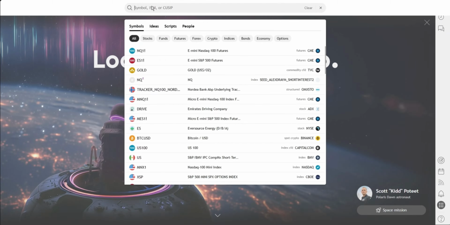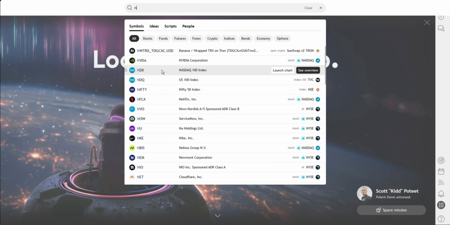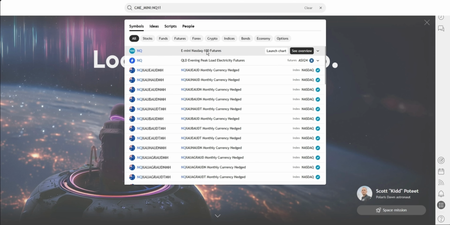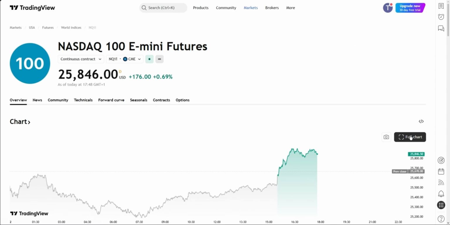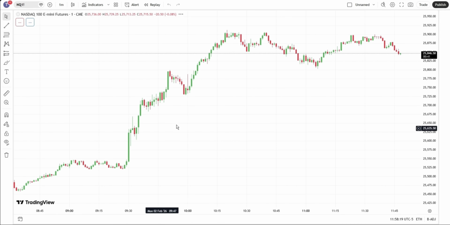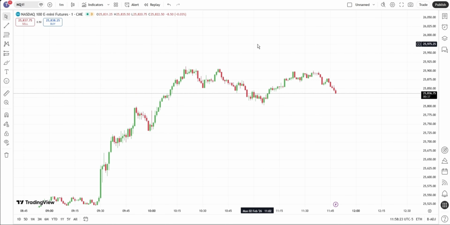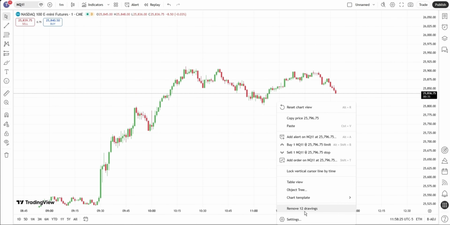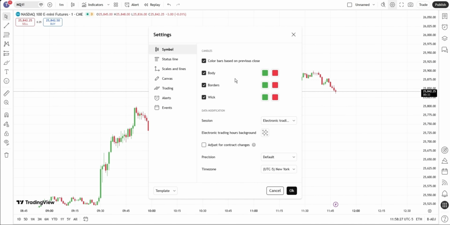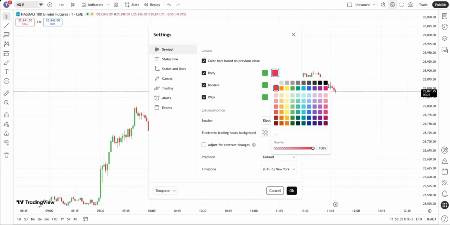First, go to the charts. For example, go to NQ, type NQ, go to this one, and in here, click on full chart, and your chart's gonna be looking like this. First thing you might need to be doing is going to the settings. In the settings, you can change the coloring. Most of the traders change it, so you can just change it to whatever you want.